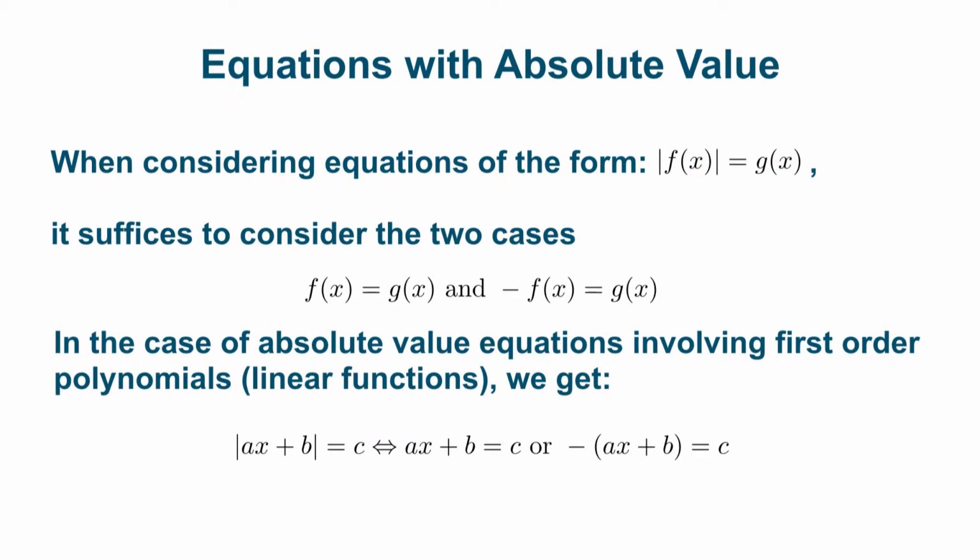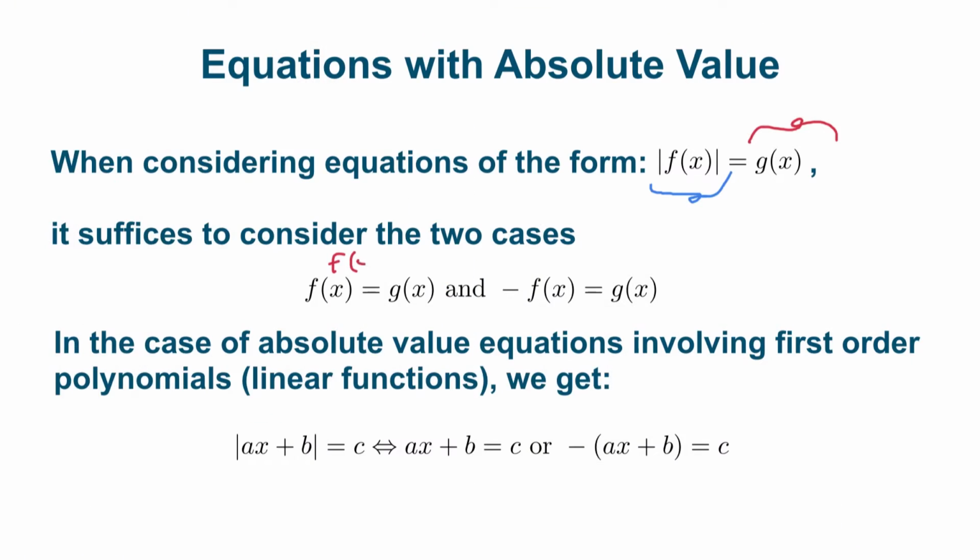We should have some idea of how to study equations and inequalities with absolute value. All we really need to do in order to do this successfully is to recall the definition of the absolute value. So what does it mean if I have the equation absolute value f of x equals some function g of x? Well, it suffices to consider two cases. I can consider f of x equals g of x, which is the case when f of x is greater than or equal to 0. And I can look at also the case negative f of x equals g of x, which is the case when f of x is less than 0.